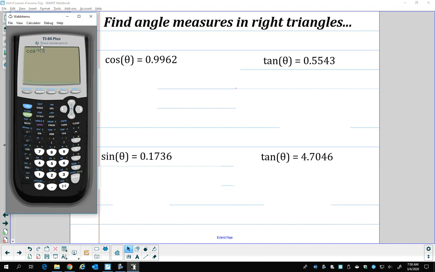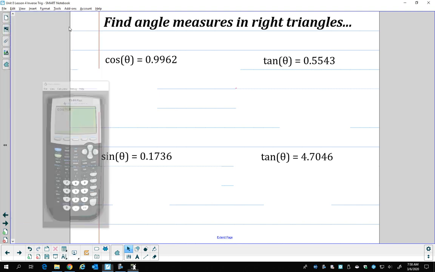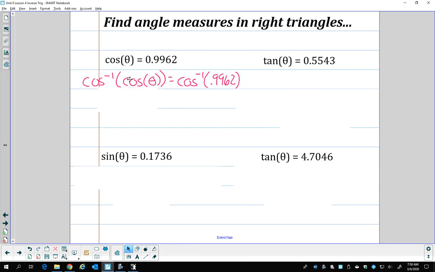It's sort of like how adding and subtracting are opposite operations, and multiplying and dividing are opposite operations. Squaring and square rooting are opposite operations. Cosine and cosine inverse are opposite operations. And so if I show that, I want to do the cosine inverse of both sides of my equation. And when I do that, on this side, cosine inverse and cosine cancel. Like I said, just like a square root and a square cancel, these two functions cancel. So what I'm left with on the left side is that angle I'm looking for, theta.